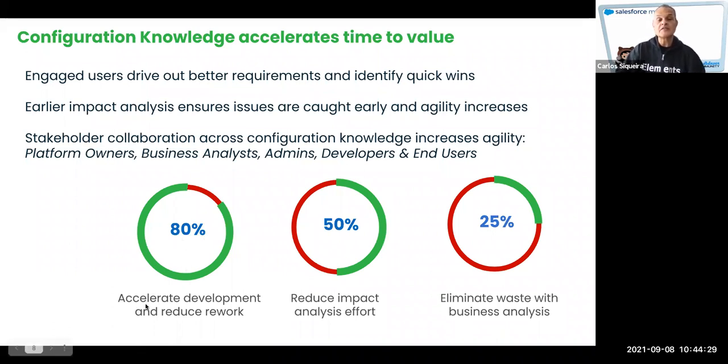That's 80% of the time you accelerate development and reduce rework, because as I said, measure twice, cut once, revalidate your requirements there. Reduce impact analysis effort by 50%. You cut your impact analysis by 50%. Eliminate waste with the business analysts. You cut that by 25%.